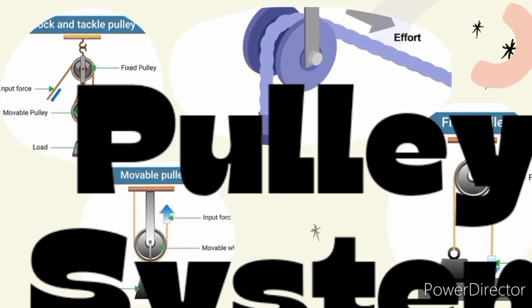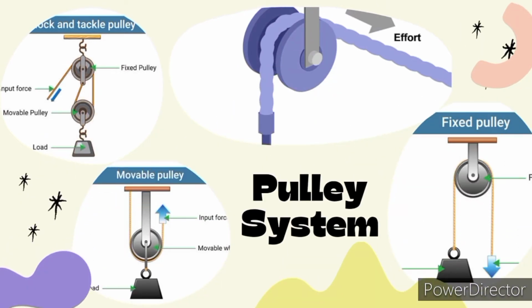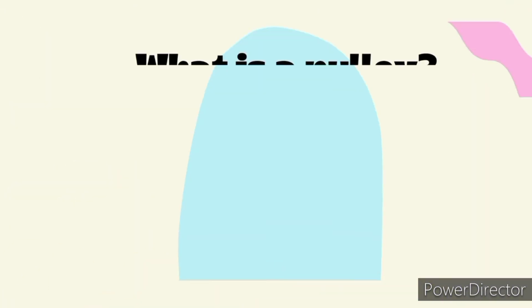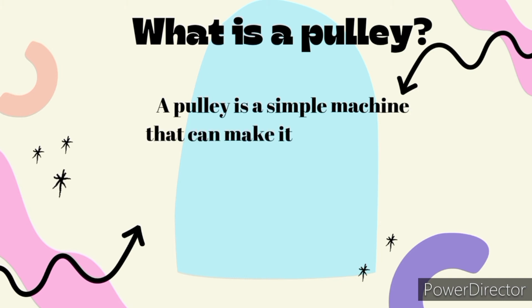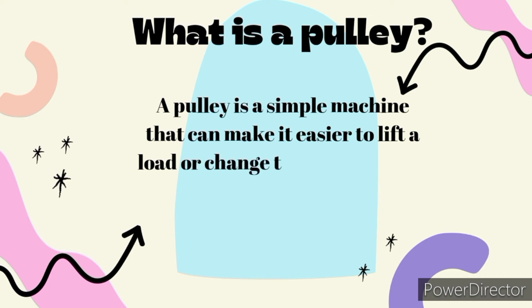Remember, a pulley is a type of simple machine, so we are going to be looking at different types of pulley. Now the question is, what is a pulley? A pulley is a simple machine that can make it easier to lift a load or change the direction of force.